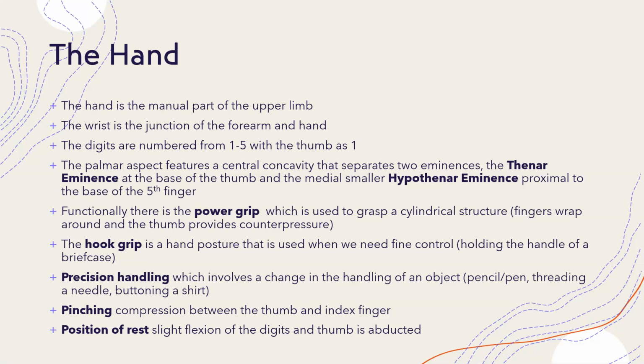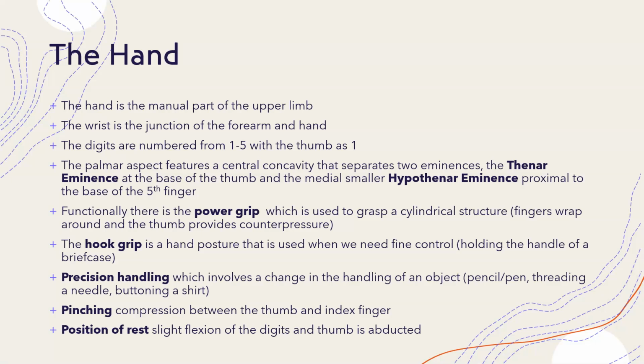When we, again, in the anatomical position, look at the palmar aspects, you have a central concavity in the middle of the hand, and it sits between two eminences. You have what's called the thenar eminence, which is at the base of the thumb, that big thick pad at the base of the thumb. And then you have another pad on the medial aspect of the hand in the anatomical position. It's smaller, therefore it is known as the hypothenar eminence, and it is proximal to the base of the fifth.